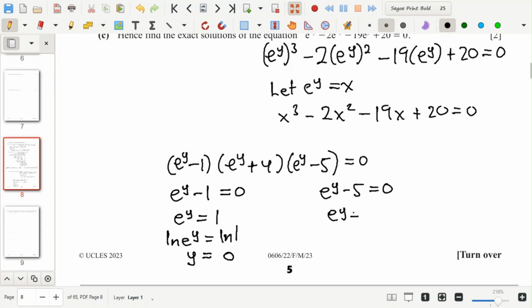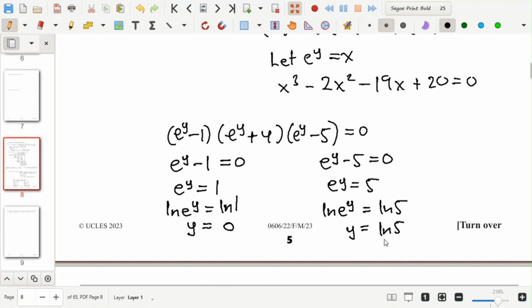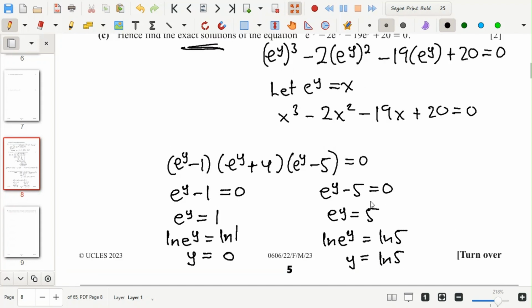So I find the ln of both sides. So I get my y to be ln 5. Okay. They say find the exact solution. So if I get ln, I shouldn't break it down. Leave it like that. Don't break it down into decimals. So that will fetch you 2 points.